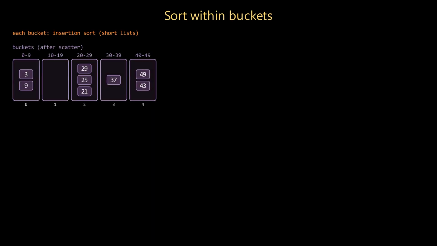Each bucket is sorted on its own. Insertion sort is the usual choice, the lists are short, it runs in place, and you already know the moves, we just apply it locally, bucket by bucket. Bucket 2, 29, 25, 21 becomes 21, 25, 29. Every non-empty bucket is in order. Bucket 1 stays empty, ready to gather left to right.